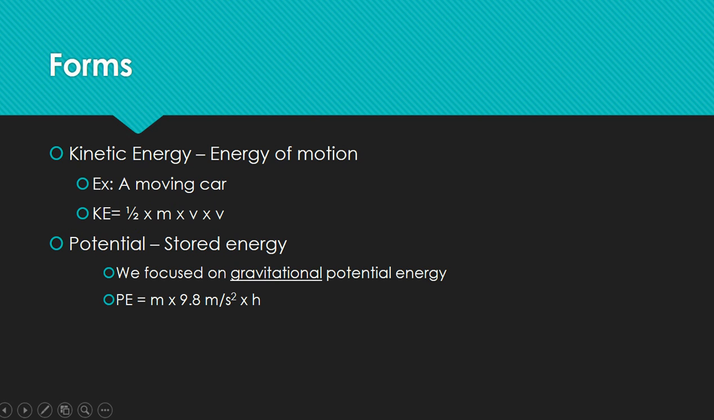Potential, or stored, energy, there are a few types. We only focused on gravitational potential energy. The equation for that was potential energy equals the mass of the object times the acceleration caused by Earth's gravity, which is 9.8 meters per second squared, times the height at which it's at.